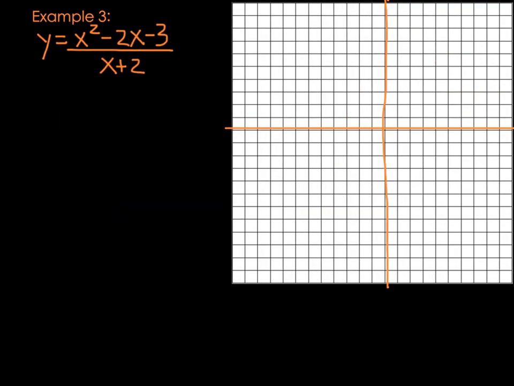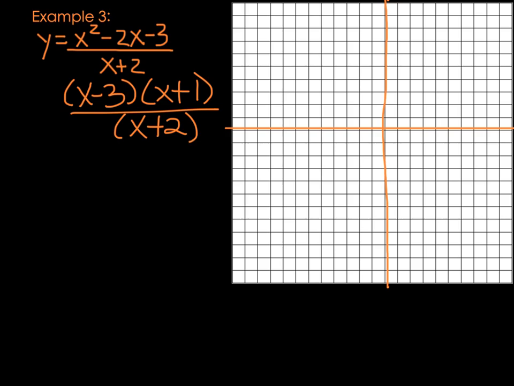All right, example 3 says y equals x squared minus 2x minus 3 all over x plus 2. And you want to factor the top if you can here. X squared minus 2x minus 3 would give you x minus 3 and x plus 1. And that's all over x plus 2. So nothing cancels out. This is our function. You can put it in your calculator to graph it.